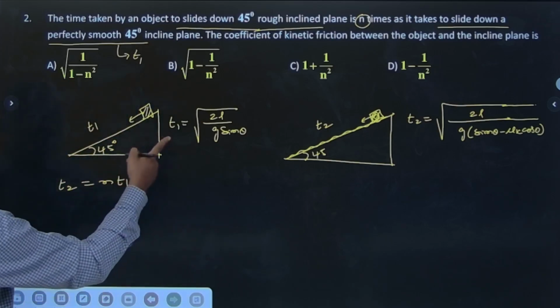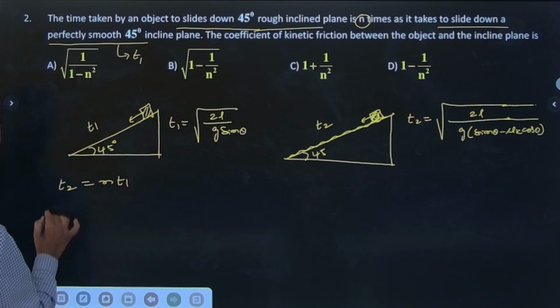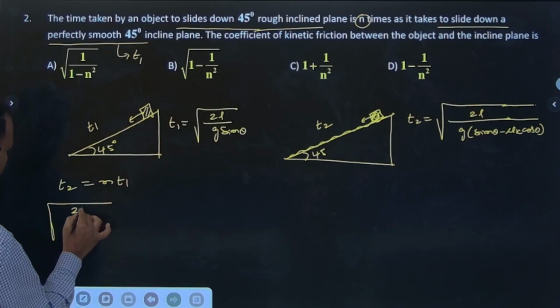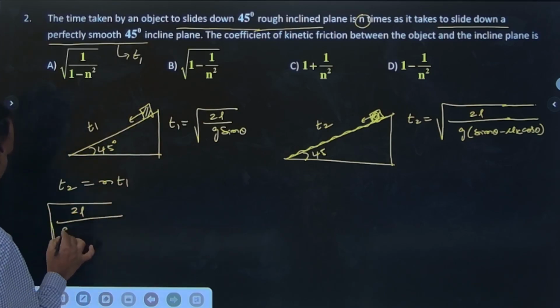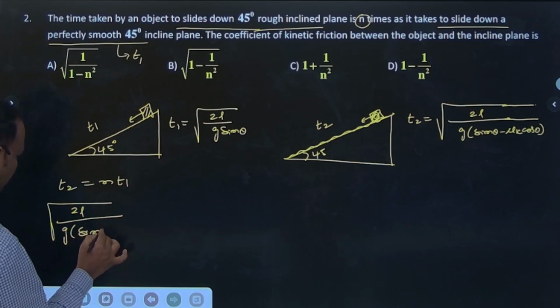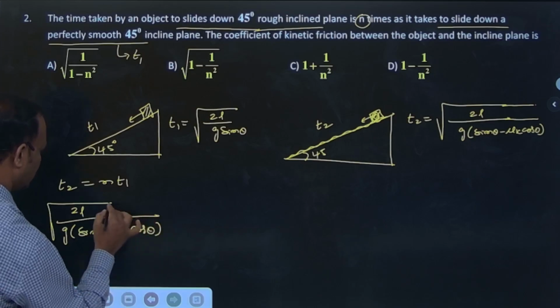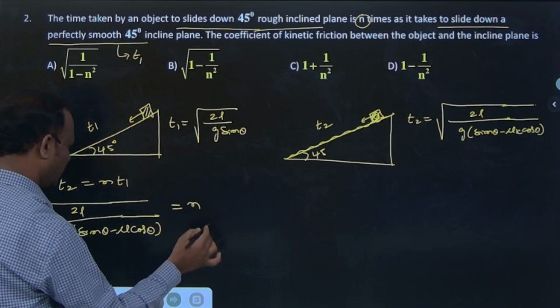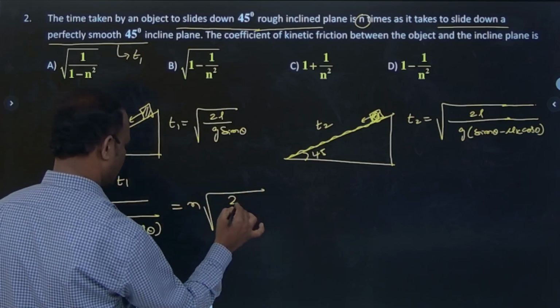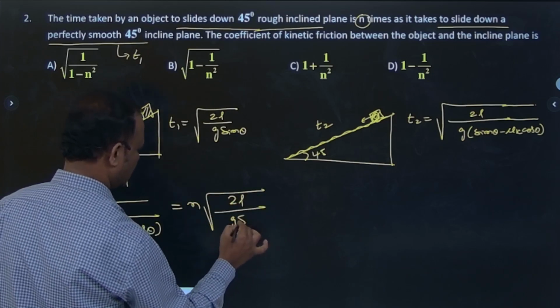Okay, so T2 is given. T2 is what? Square root of 2L by g times (sin theta minus mu cos theta). Okay, so this is equal to n times the square root of T1. T1 means what? 2L by g sin theta.